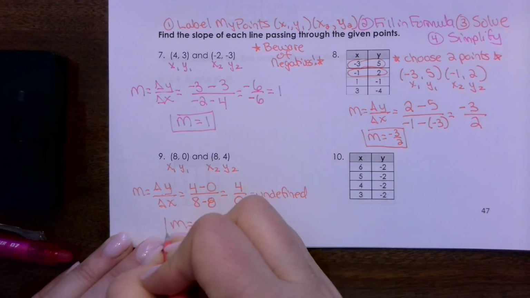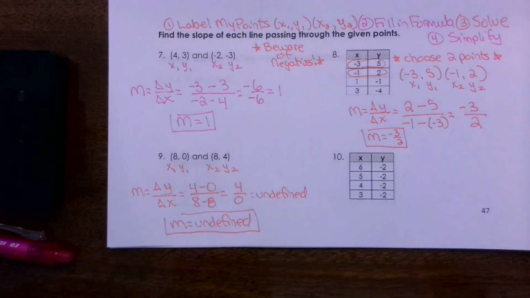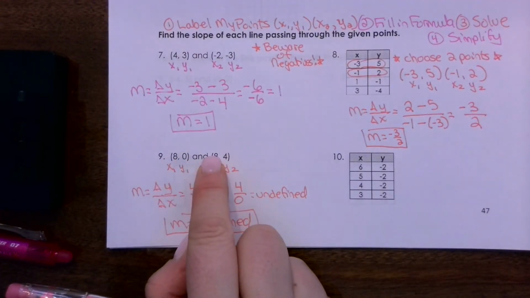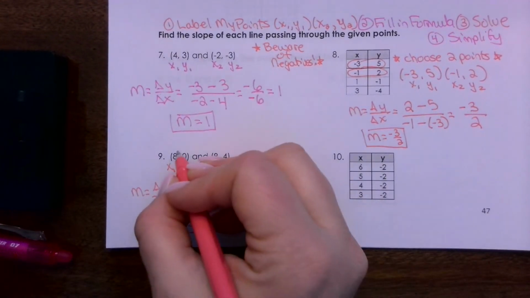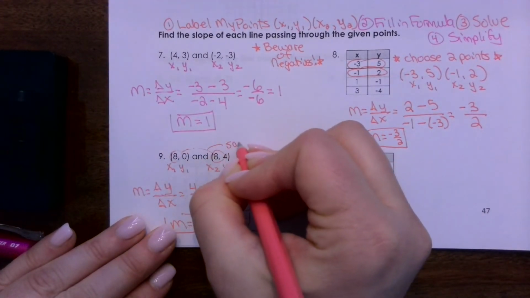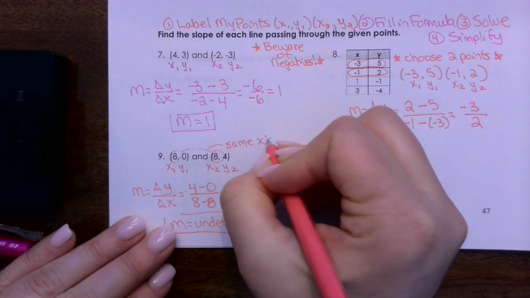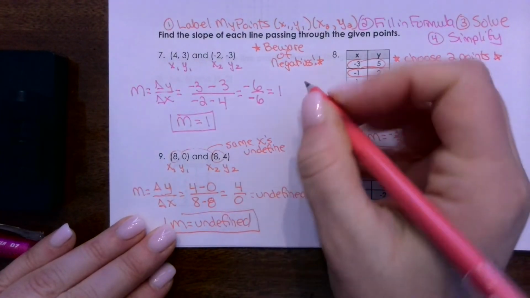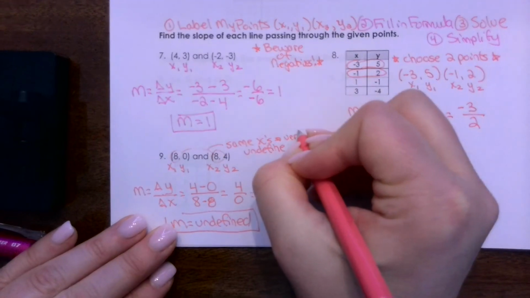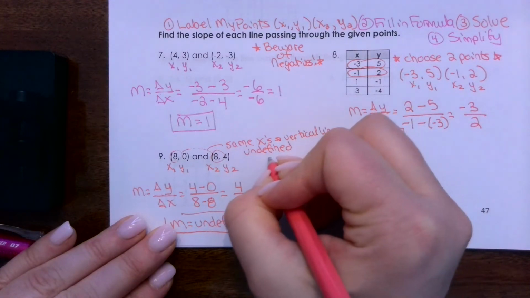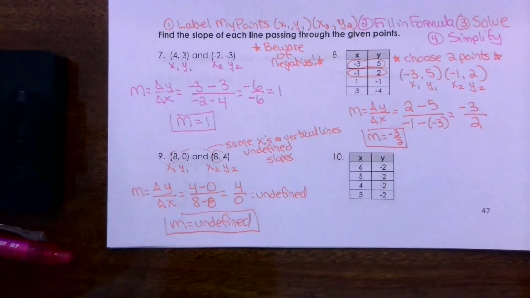As you start recognizing the fact that vertical lines always have the same value of x, you can begin to recognize that if you have the same x's, they do result in undefined lines, and they are vertical. Same x's are going to represent vertical lines, which are undefined slopes. So that's just something you begin to recognize.